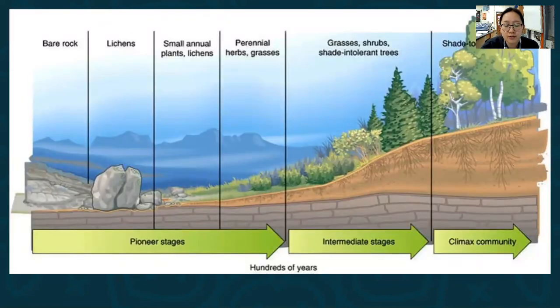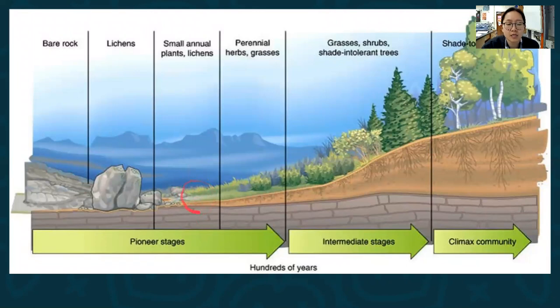So here is a diagram of what it looks like going from left all the way over to right. When you start out with bare rock, lichen are going to be the first ones that appear. And as you can notice, these are the pioneer stages where only pioneer species are showing up. We have lichen showing up, breaking down a little bit to create a thin layer of soil. And then small annual plants and lichens are still going to be around.